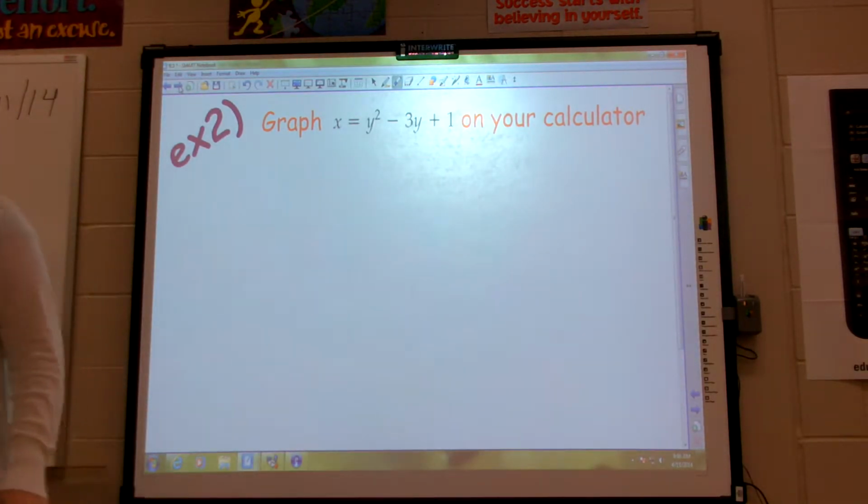We're going to graph this on our calculators. And here's the problem. How would you graph this before we learn parametric equations? It's either y equals this one. You have to get y by itself, right? Go ahead and do that. Go ahead and get y by itself.